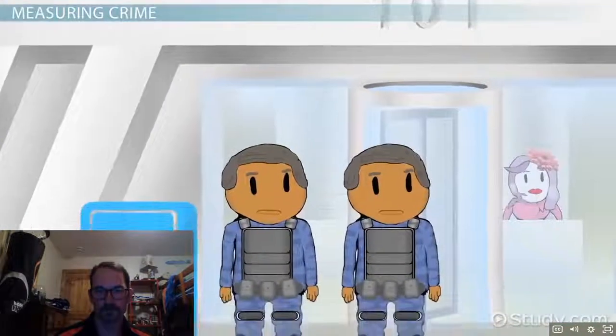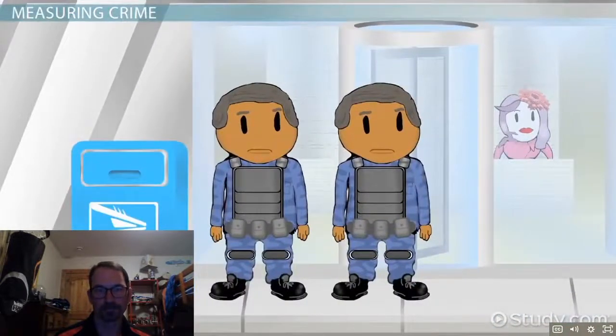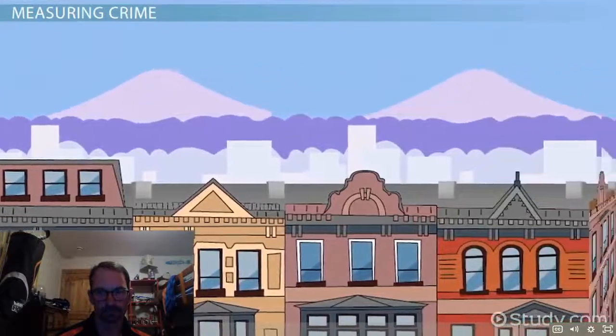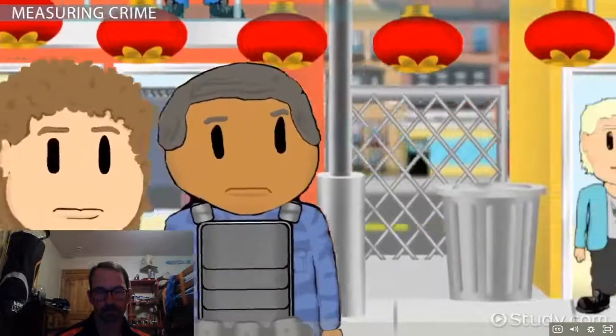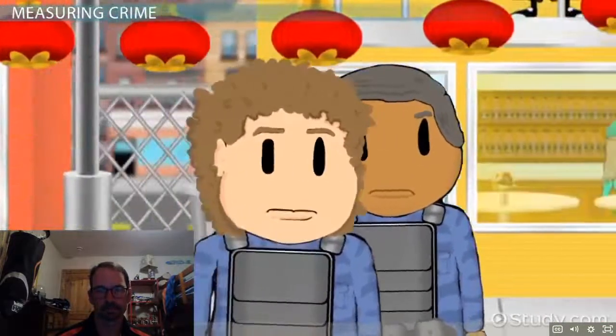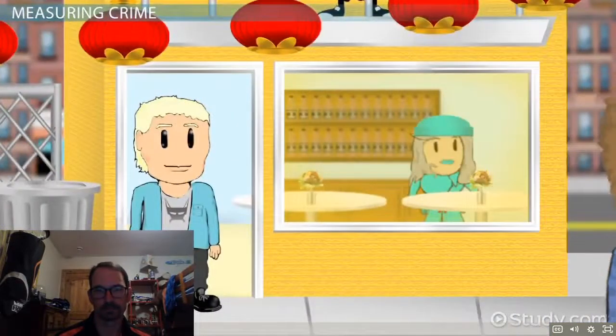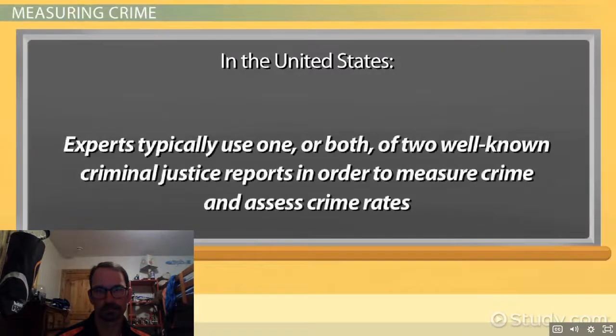What you've seen or heard, but experts use specific tools to measure crime. Societies have kept track of crime for many centuries. They keep track of crime in order to assess the effectiveness of the criminal justice system and test various criminal justice theories. In the U.S., experts typically use one or both of two well-known criminal justice reports in order to measure crime and assess crime rates.